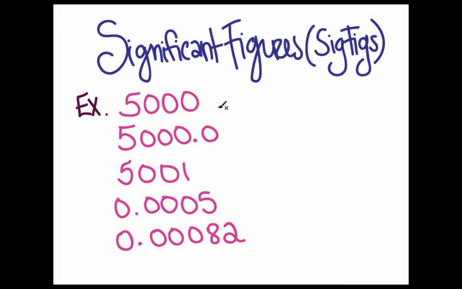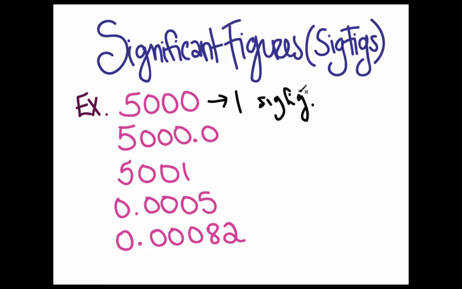Hopefully you've taken the time to copy out the rules for determining the number of sig figs in a value. Let's go through some examples. The first number here is 5,000. Because there is no decimal place here, all these zeros are not considered as significant. So the number 5,000 here would have one significant digit.